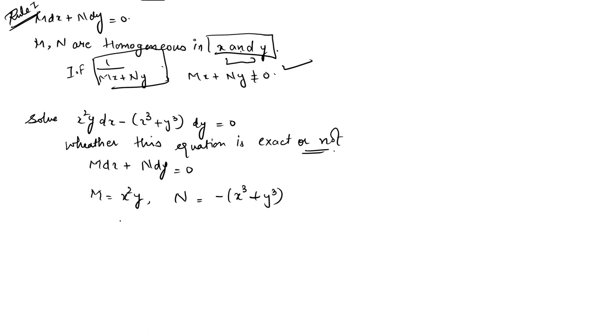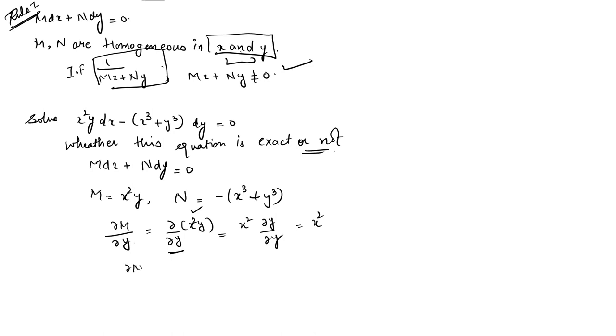How can we check for its exactness? Del M by del y means del by del y of x square y. Now, if we are finding the partial derivative with respect to y, it means that x square is treated as a constant. If x square is treated as a constant, it comes outside. The partial derivative is only over y. So here we will get x square.